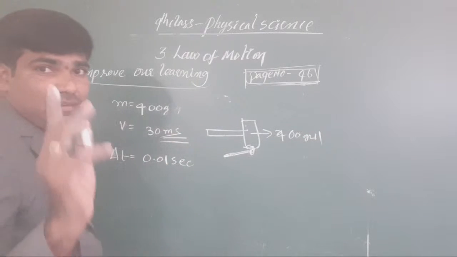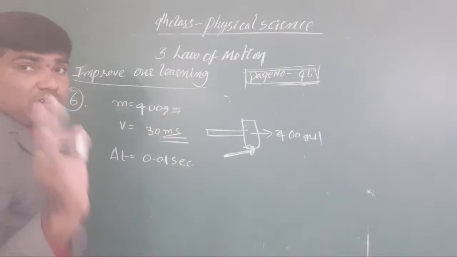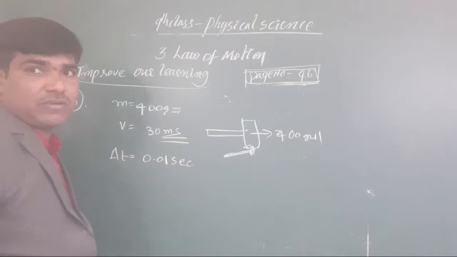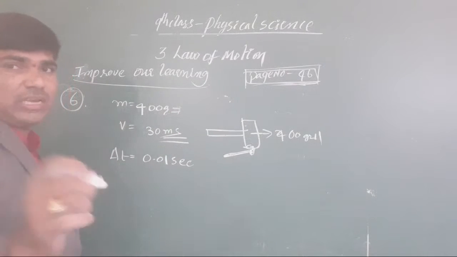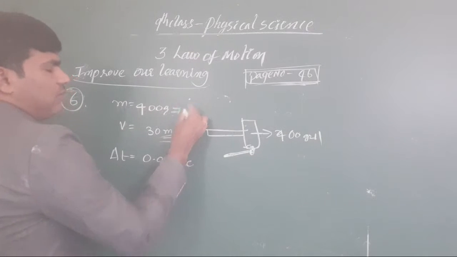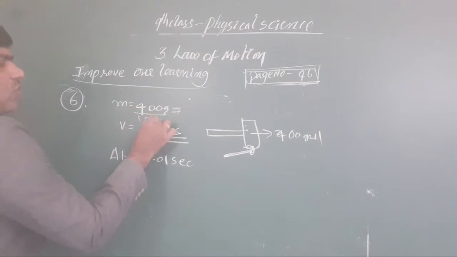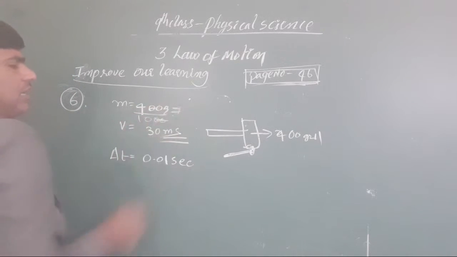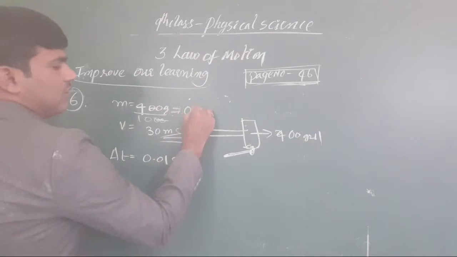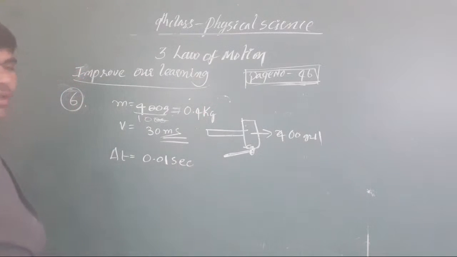Another important thing here is that the mass is given in grams, and you must convert it into kgs. When you convert grams into kgs, you divide by 1000. That's why it is taken as 0.4 kg. Understood, all of you?